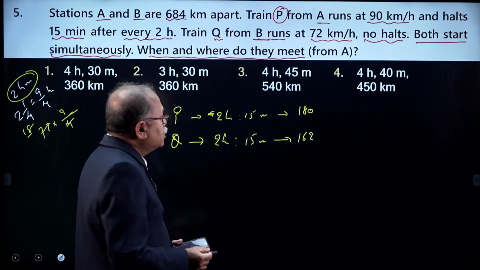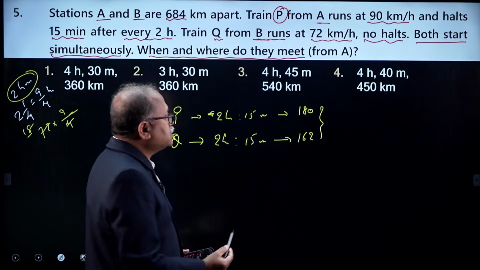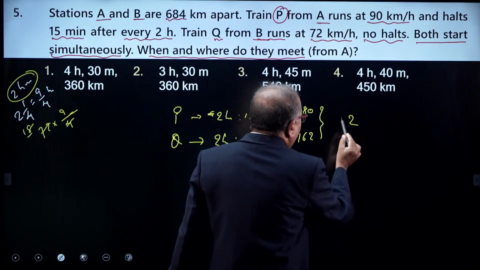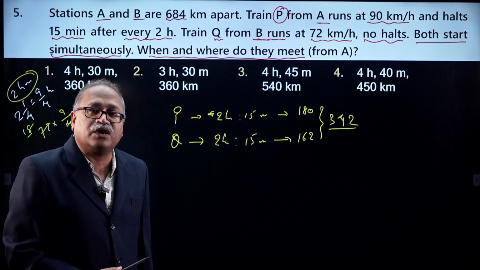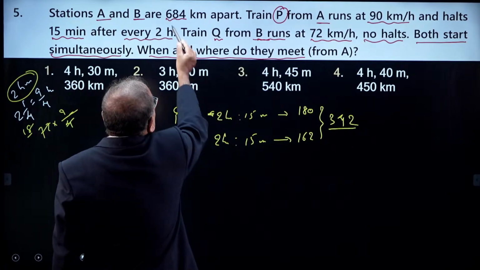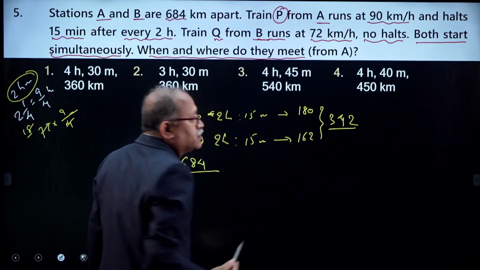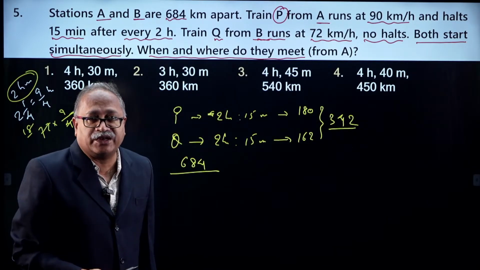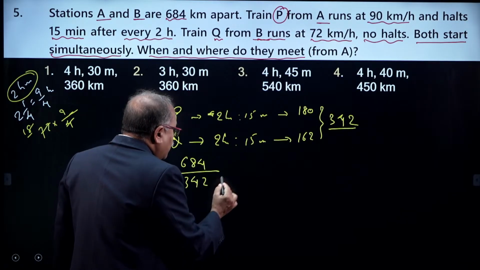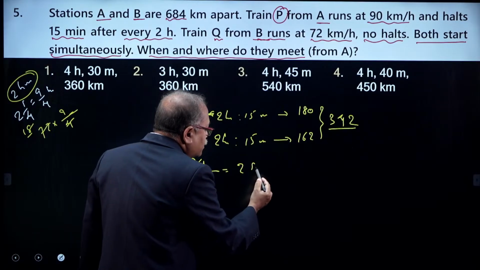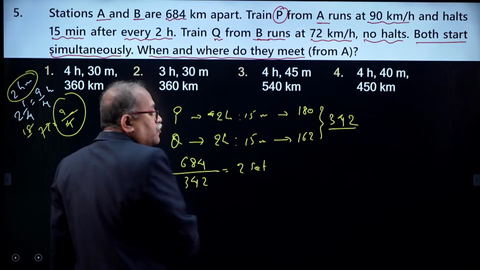Right, my dear friends? So in every 2 hours 15 minutes, what is the cumulative distance over here? That is 180 plus 162, 342 kilometers in every 2 hours 15 minutes. So what is the distance given over here? 684, which is just 2 times the distance covered in 2 hours 15 minutes. So when I divide by 342, I am getting 2 such sets, where each set consists of 9 by 4 hours.